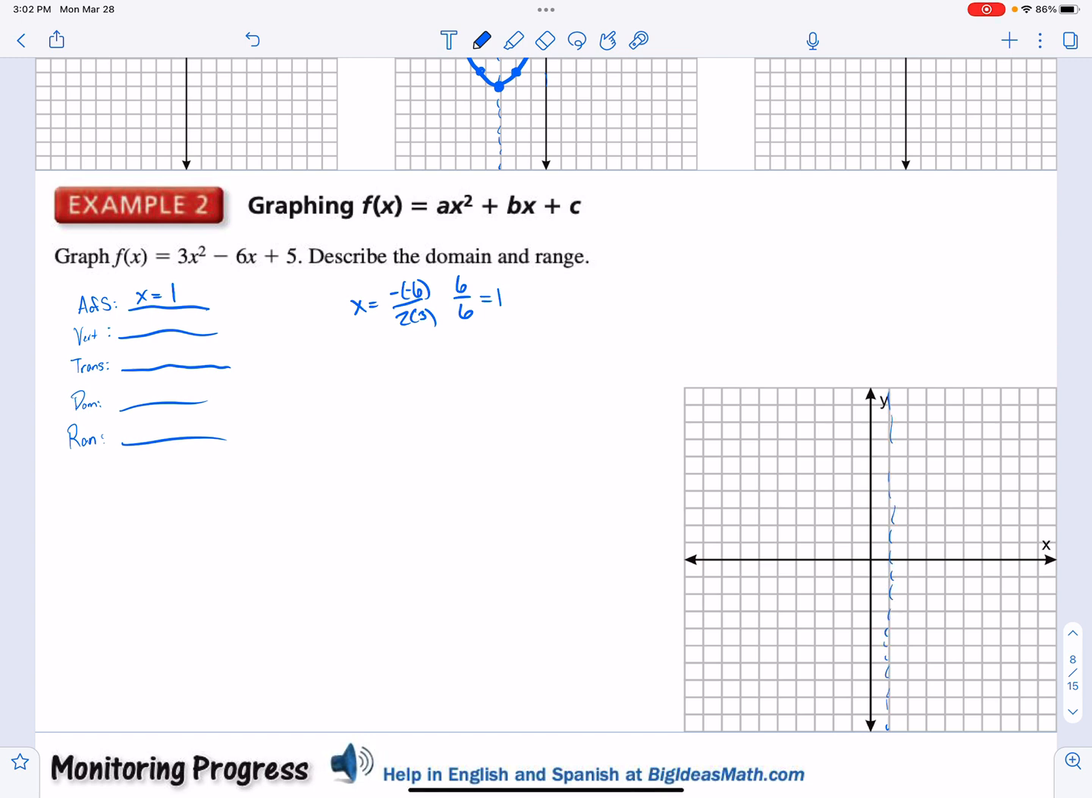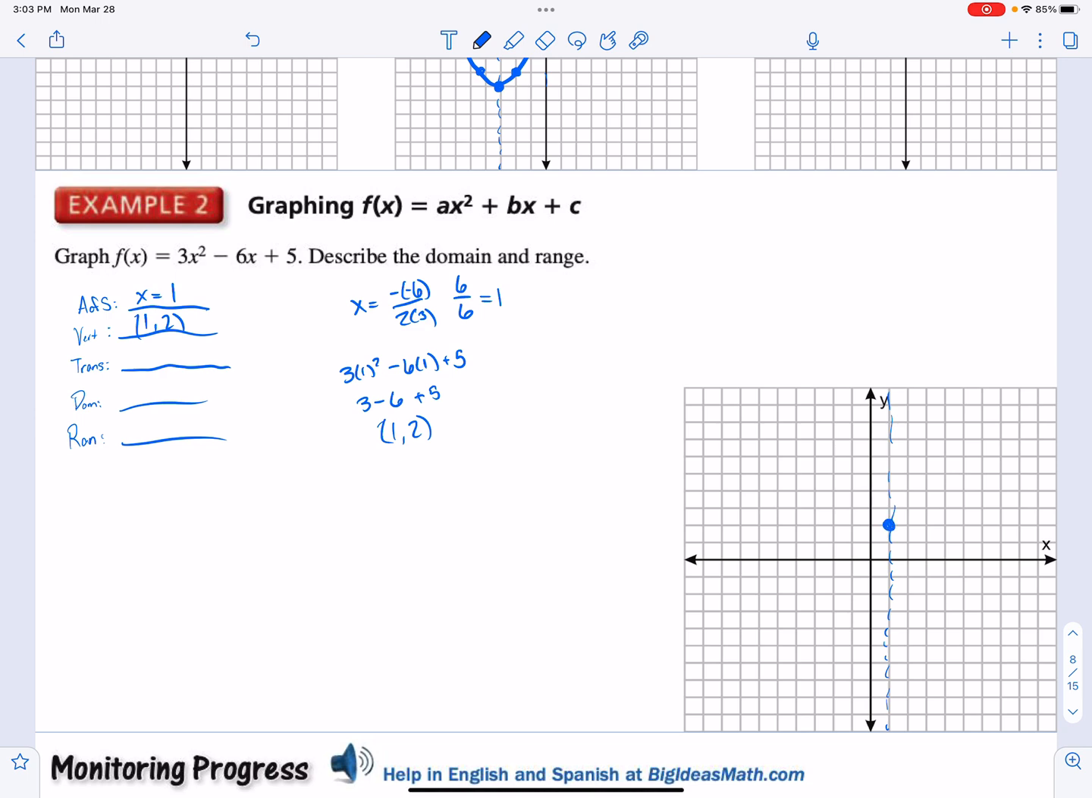And now I have the value 1 that I need to plug in. So 3 times 1 squared minus 6 times 1 plus 5. 1 squared is 1 times 3 is 3 minus 6 plus 5. And I get 8 minus 6 is 2, so 1 comma 2 is going to be my vertex. So I go ahead and plot 1 comma 2.